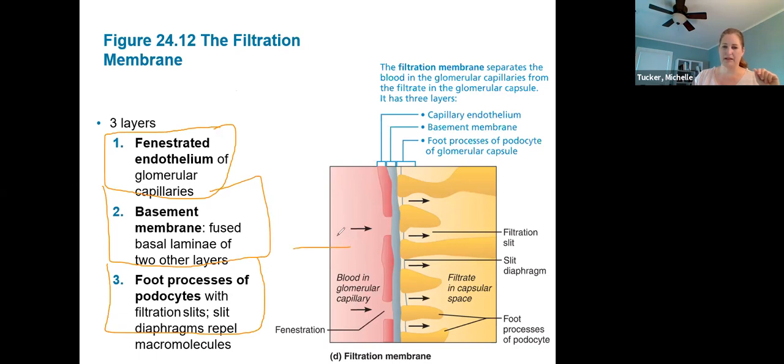So we have hydrostatic pressure of the glomerular capillaries pushing filtrate out through this fenestrated endothelium. It then diffuses across the basement membrane, and it will then make its way through these filtration slits of the podocytes.